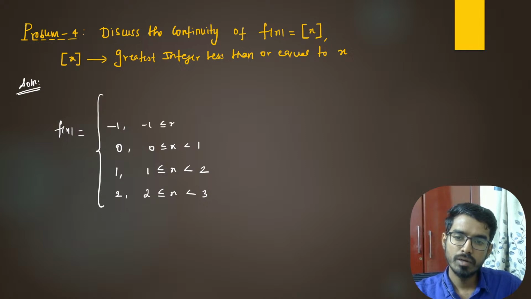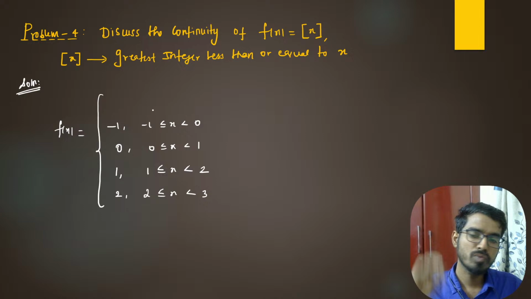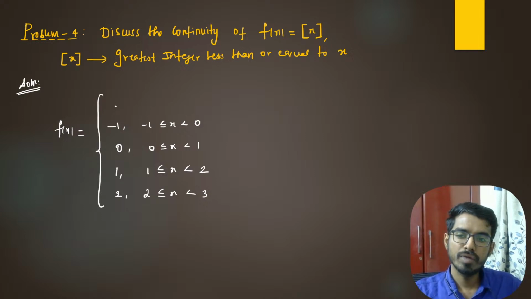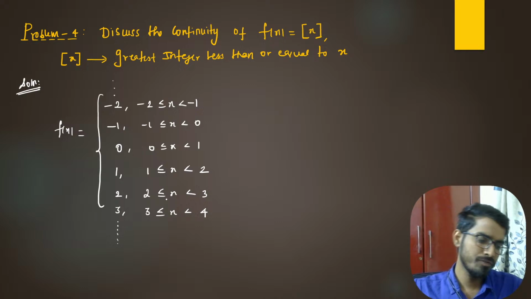Your x lies between minus 1 to 0. Whenever x belongs to an interval, take the integer on the left-hand side. If it is a decimal, and the integer is minus 1, then this is minus 1. Greatest integer less than or equal to x. And it is minus 2 when x lies between minus 2 to minus 1. It will go on and on. And it is 3 when x lies between 3 to 4. It will go on and on, right? So this is the definition of gif-x.